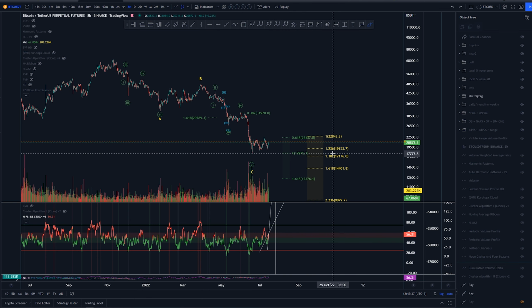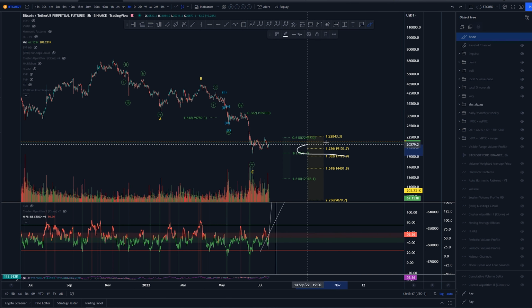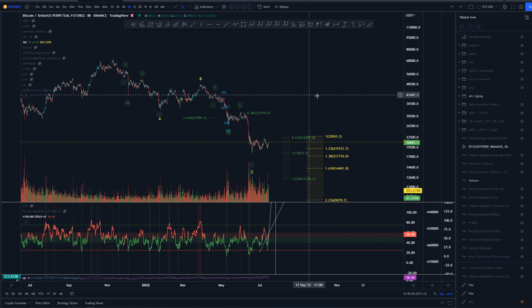On the higher time frame, comparing the A wave to this C wave, we are right around the 1.236 and 1.382 area as well. So that is very good looking overall. What I don't like about this count is the start of this whole structure is very weird, and that's why I'm not preferring this count at all.